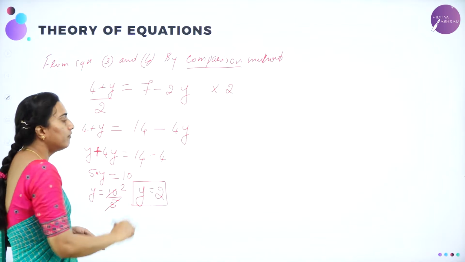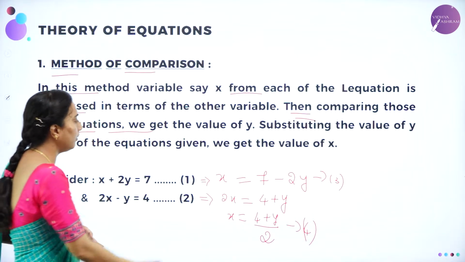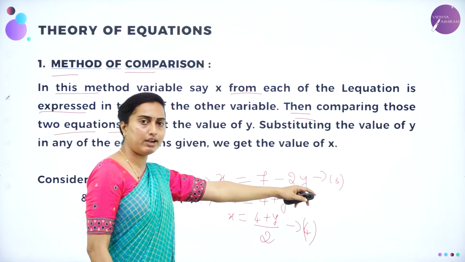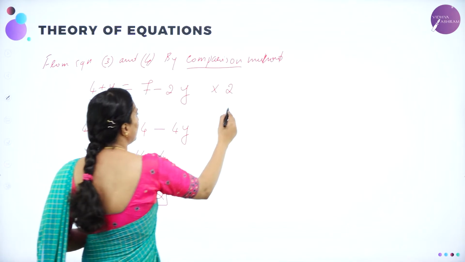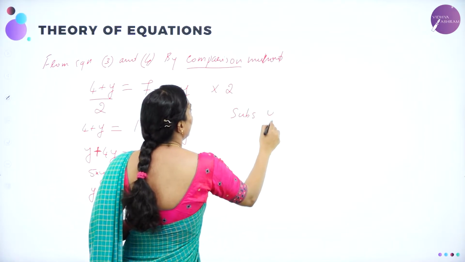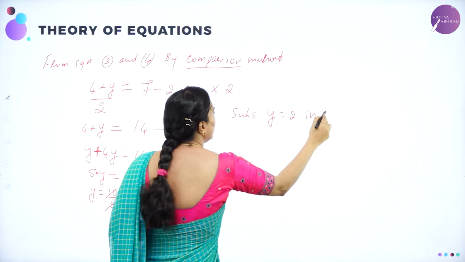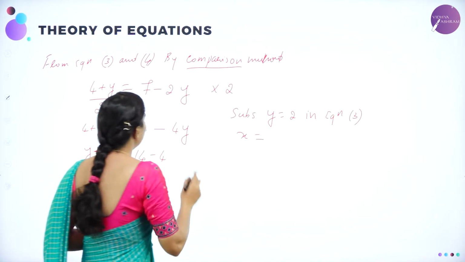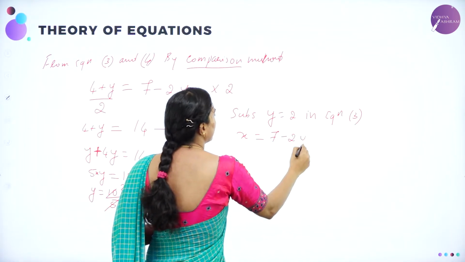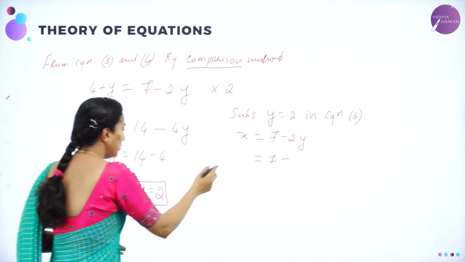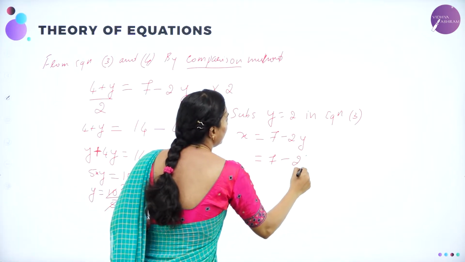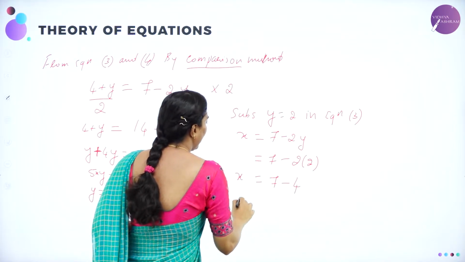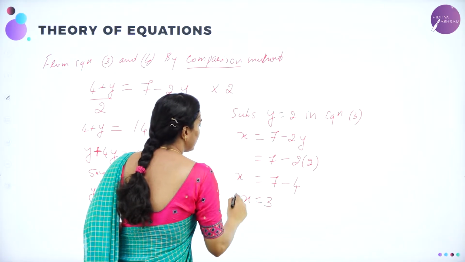Now you got y is equal to 2. Substituting in any one of equations 3 and 4, I am going to substitute in equation 3 because I got the y value. Substituting y is equal to 2 in equation 3. What is equation 3? x is equal to 7 minus 2y. The y value we got is 2, so 2 into 2 is 4. So x will be equal to 7 minus 4, which is 3.